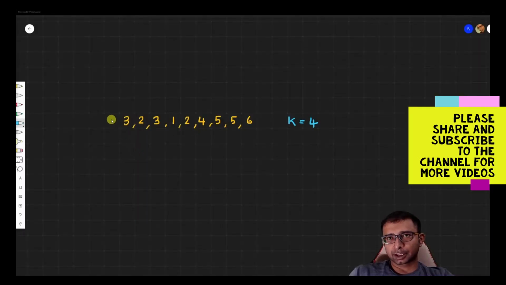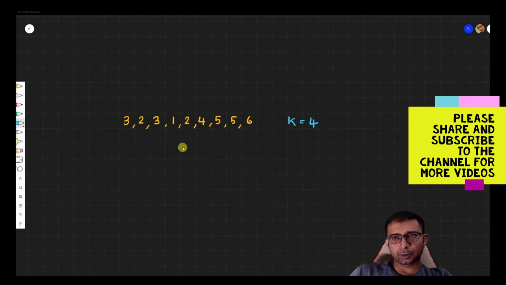So I've taken the same example from Leetcode. We have the array 3, 2, 3, 1, 2, 4, 5, 5, 6, and k is equal to 4, right? So here we have some duplication of elements. You can see that 3 is repeated, 2 is repeated, 5 is repeated, things like that, right? And we need to come up with the fourth highest element over here.